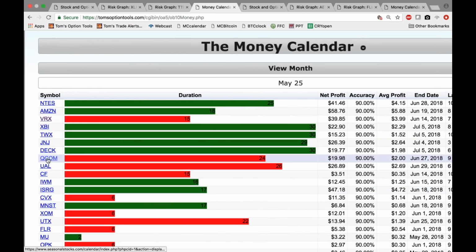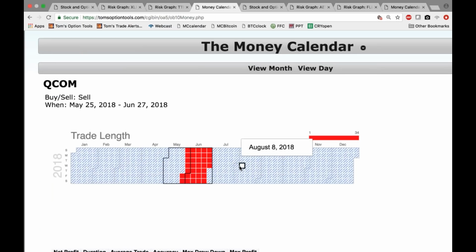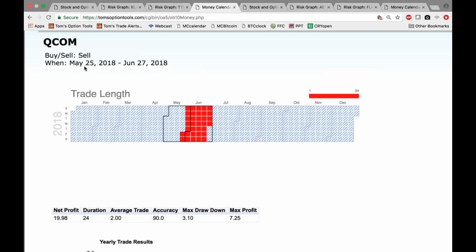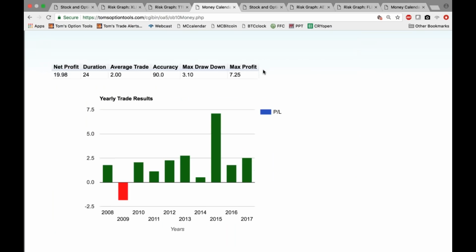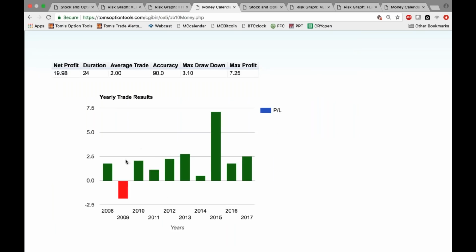Qualcomm, this is interesting. Let's take a look at Qualcomm. So Qualcomm is a trade between May 25th, that's tomorrow, and June 27th. That's my birthday. Qualcomm has typically dropped, and look at this, about $2.50 each time. But this particular year, it dropped 7. That was 2015. Back to 251. This is a particularly convincing pattern year after year for Qualcomm.